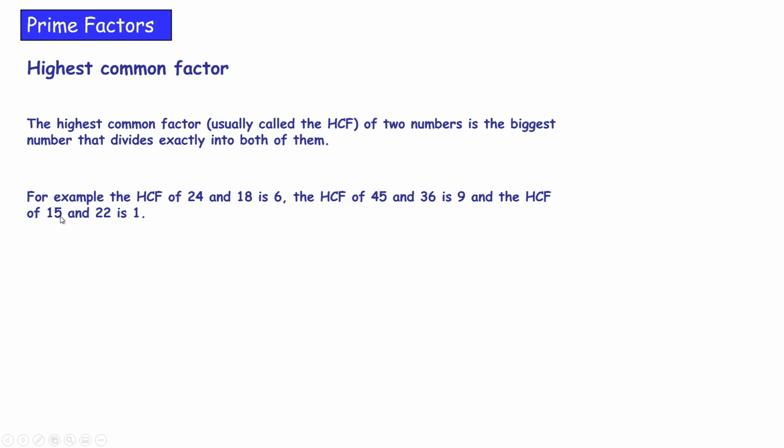Okay, here we go. The highest common factor of 15 and 22 is 1, because 1 is the only number that goes into 15 and into 22. Okay, 22 has got other factors. 11 goes into it and 2 goes into it, but they don't go into 15. Okay, so actually, hit pause, make some notes on this page, and when you're ready, we'll look at an example then.